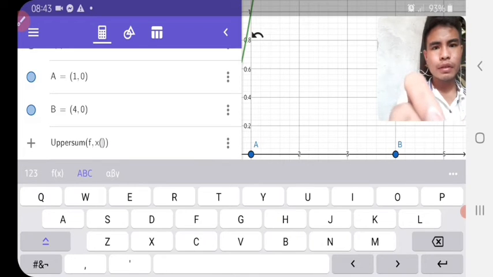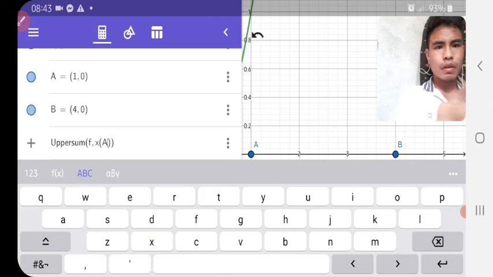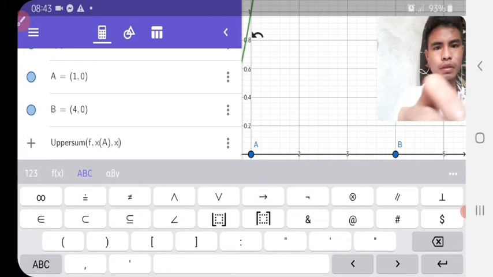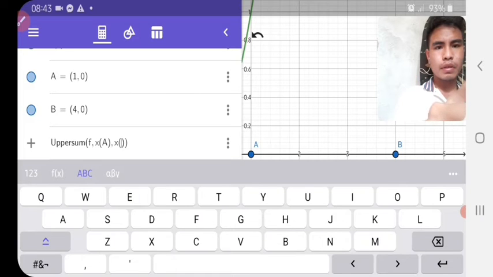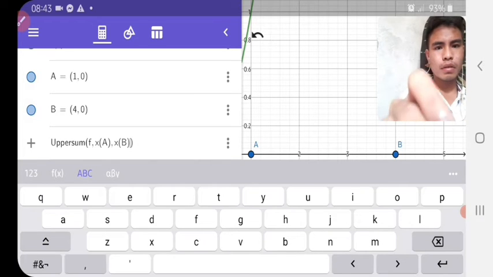X of the point A and X of the point B, and Rn. That's it.